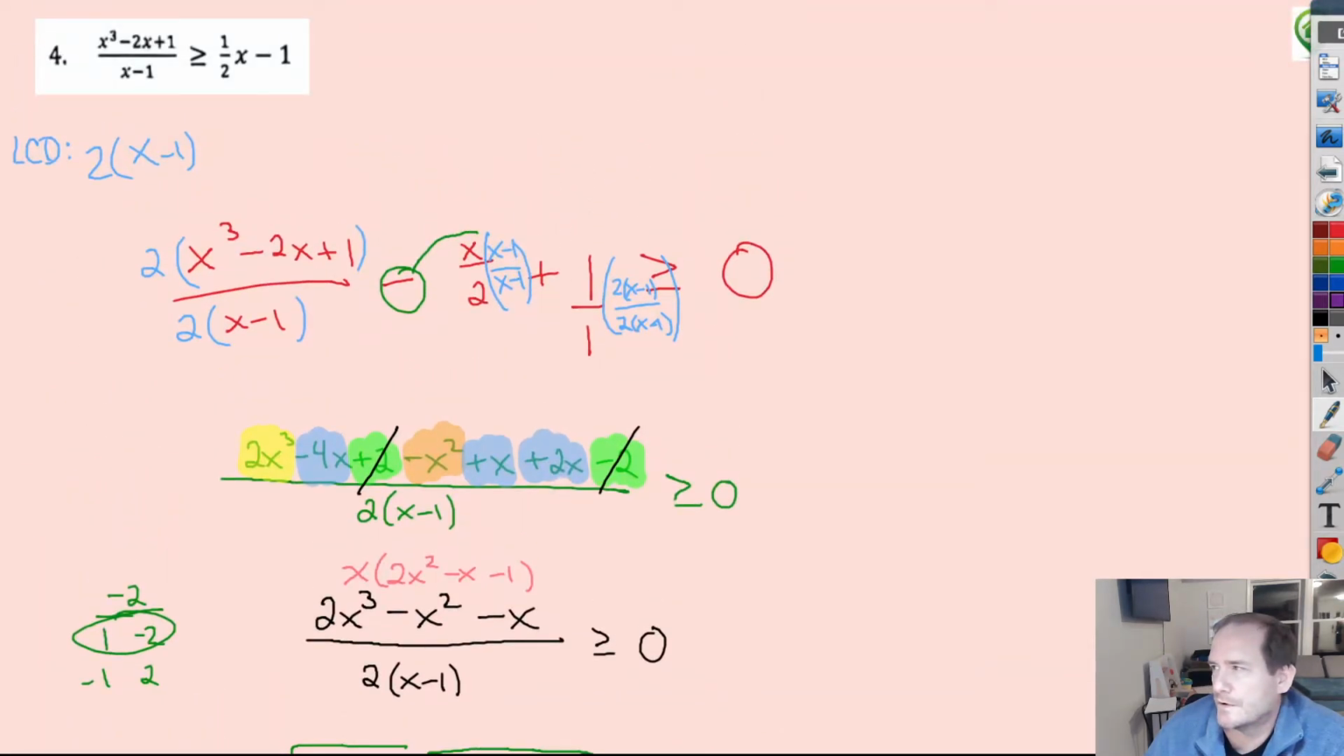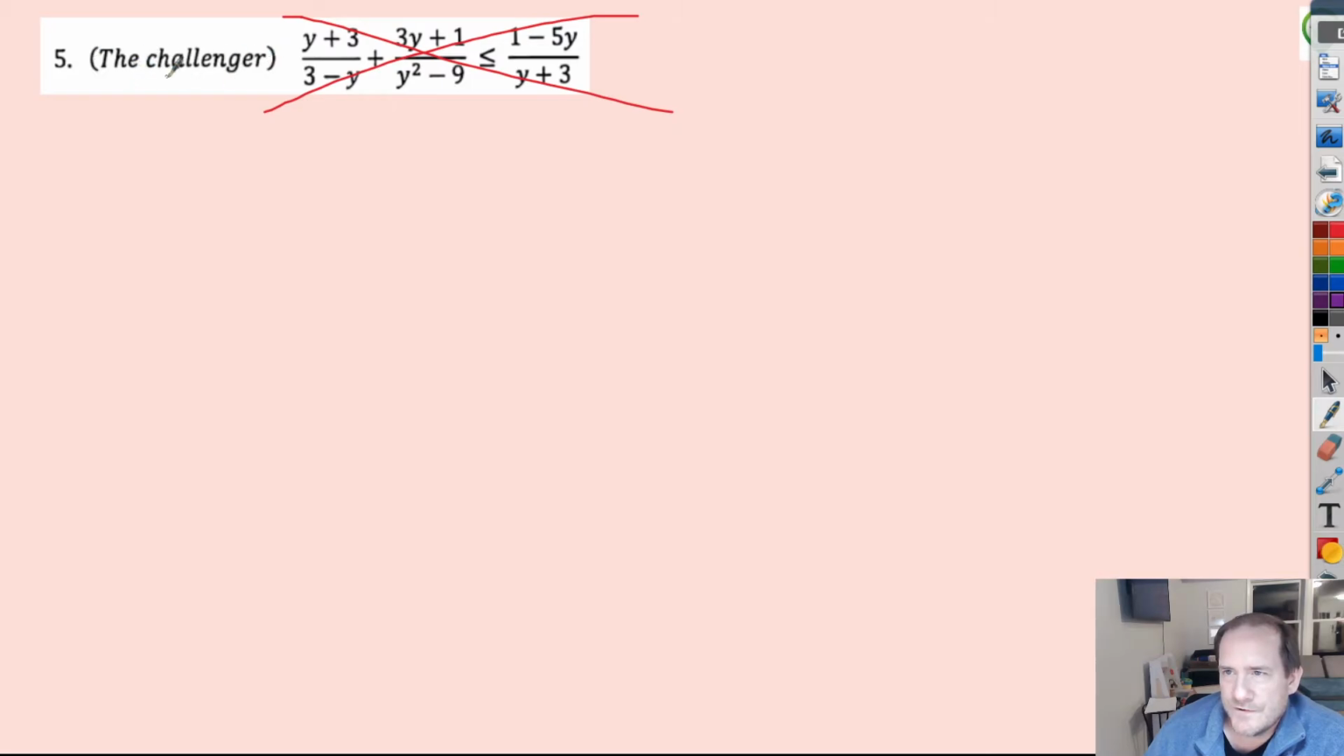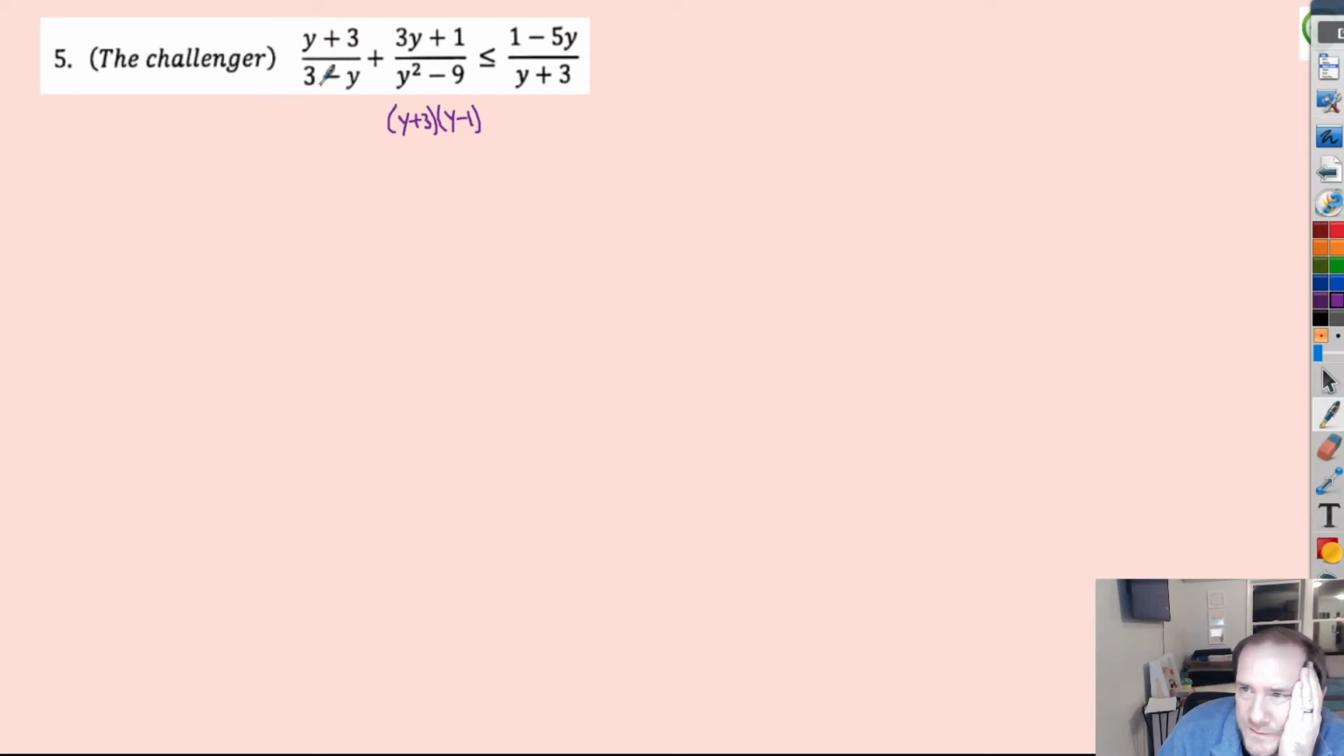That was 4. So then we come to 5, which is the one called the Challenger. So I just don't want to do it, honestly. Is it really that challenging though? Not really. The challenging thing is not this. You guys know how to factor this. One thing you may not remember is that 3 minus y, you can just rewrite that as y minus 3, as long as you remember to put a negative sign on it. 3 minus y is the opposite of y minus 3.